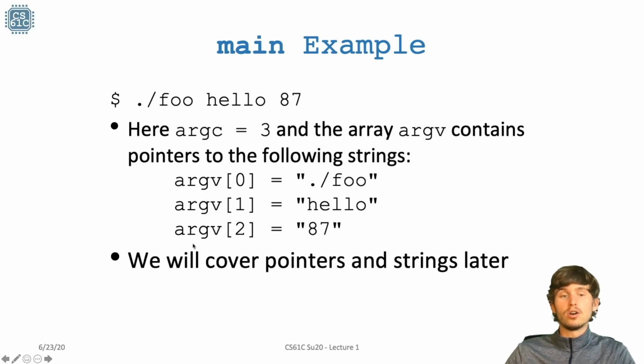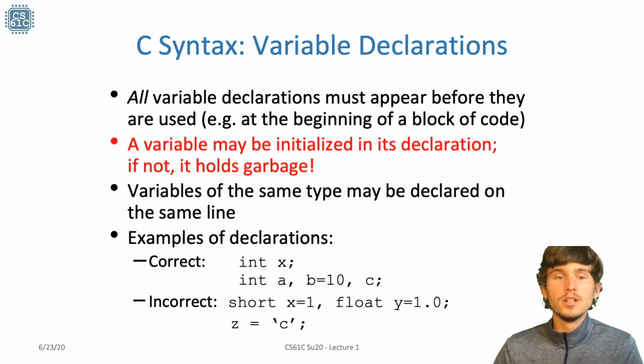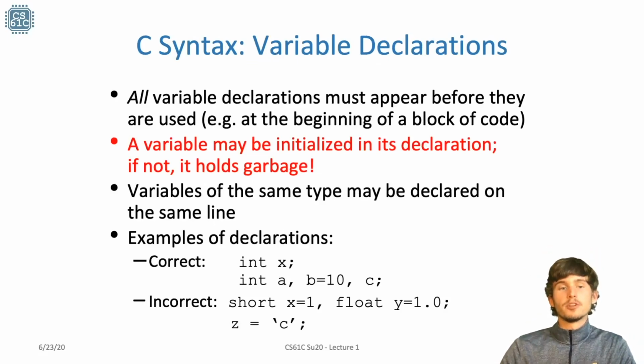Technically, if I did argv of 3, it would actually return null or 0. But we'll cover a little bit more about these pointers and strings in a little bit. So let's go over some variable declarations. All variables must be declared before they can be used.